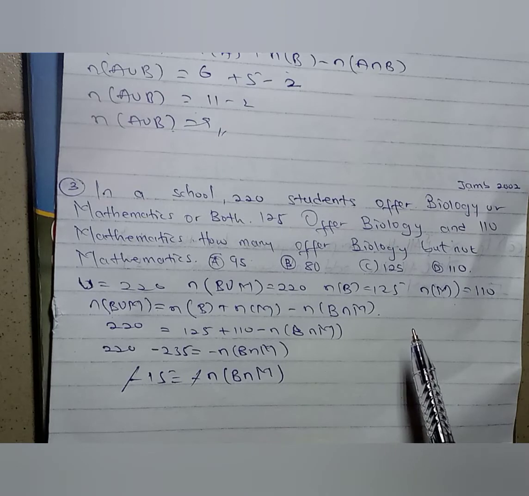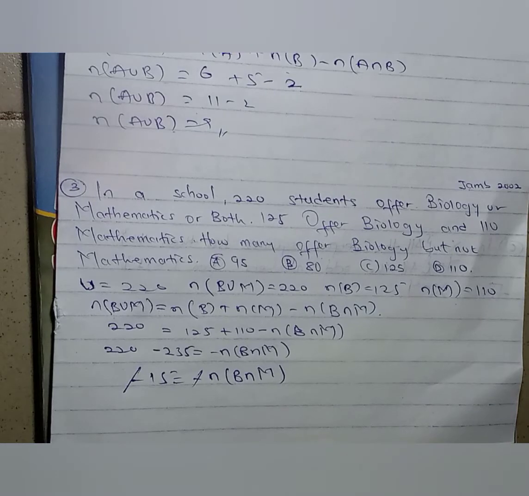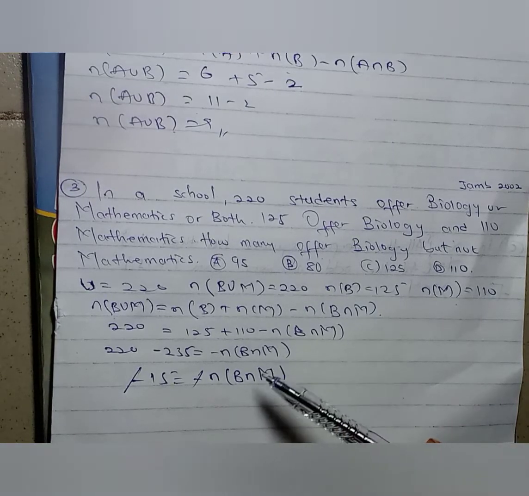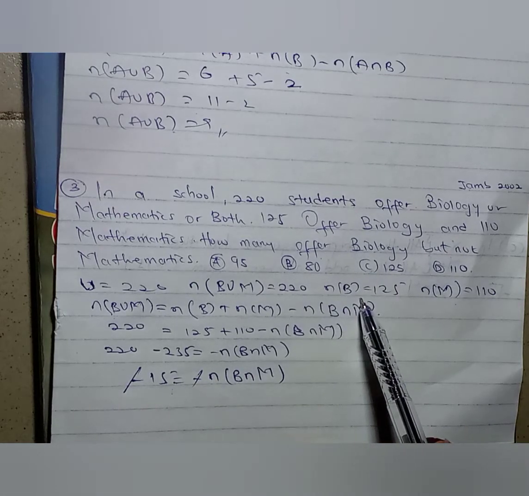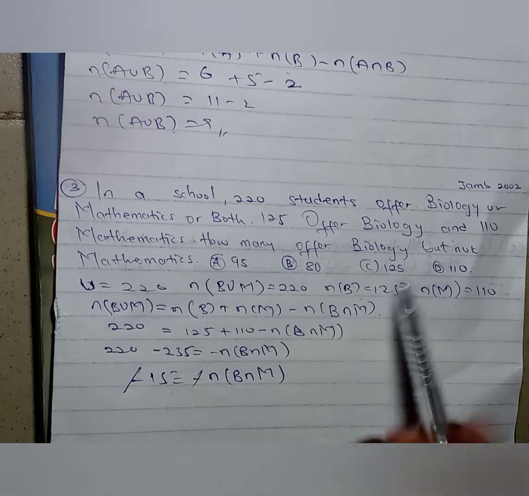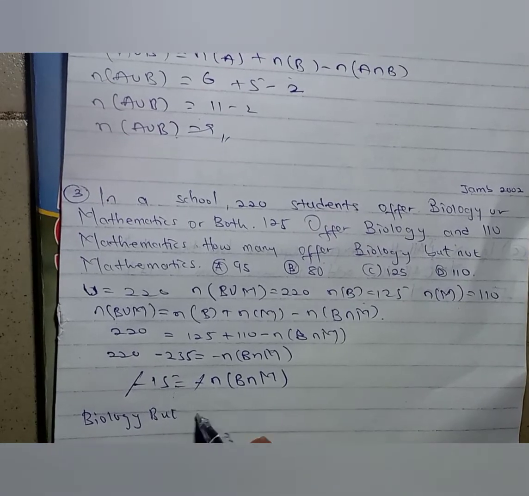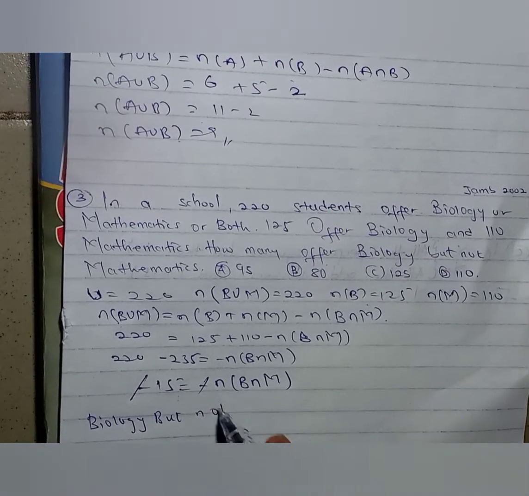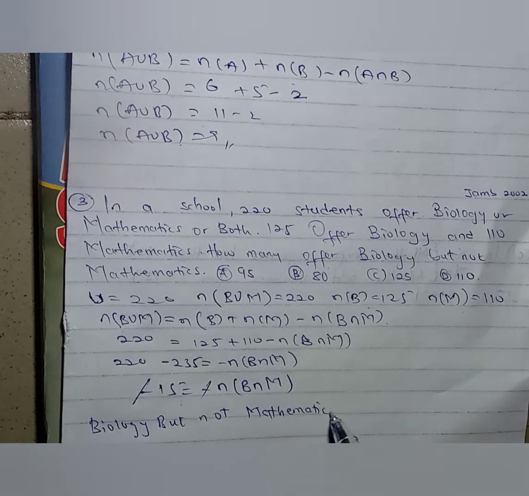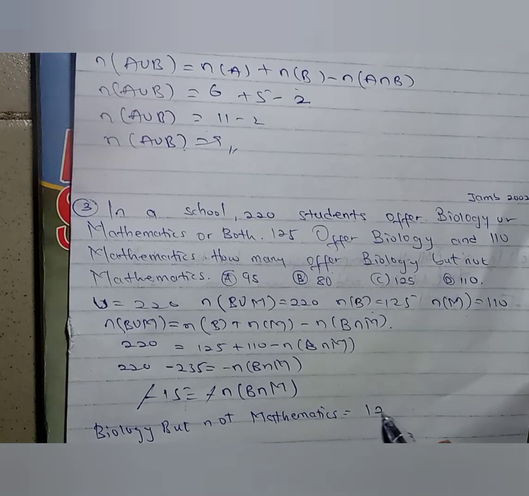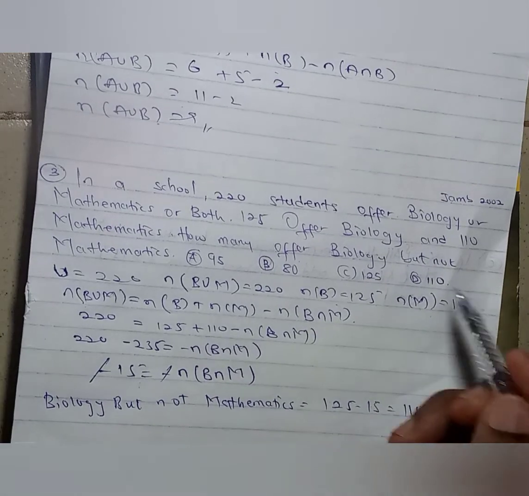Now let's compute the number of students that studied biology only. How many offer biology but not mathematics? It means biology only. Now to get this, I'm just going to subtract 15 from the number of students that studied biology. So biology but not mathematics is equal to 125 minus 15, which is equal to 110. So option D is correct.